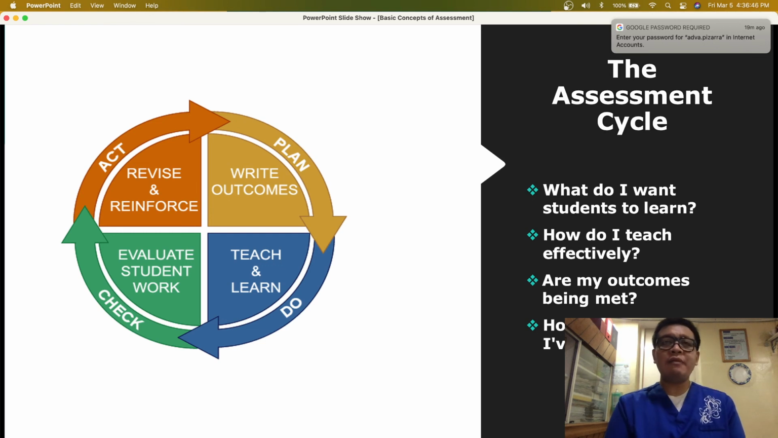So here are things you have to bear in mind when using the assessment cycle. What do I want my students to learn? How do I teach effectively? Are my outcomes being met or not met? Are goals being met or not met? How do I use what I've learned?